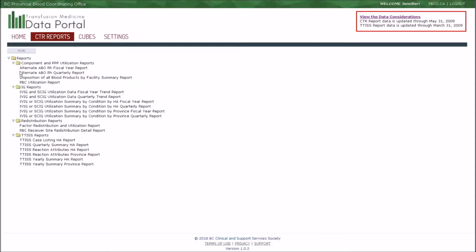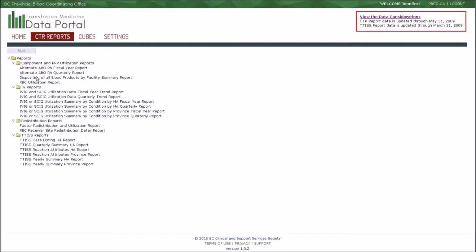These include the alternate ABO reports that are available quarterly or on a fiscal year basis. Each of these reports break down to the facility level information regarding the recipient blood group for a particular blood group of red cells or platelets and compare the current quarter to the previous quarter or current fiscal year to the previous fiscal year. For example, you might run this report for O-negative red blood cells to show you the number of O-negative red cells that were transfused to O-positive patients and A-positive patients and O-negative patients.